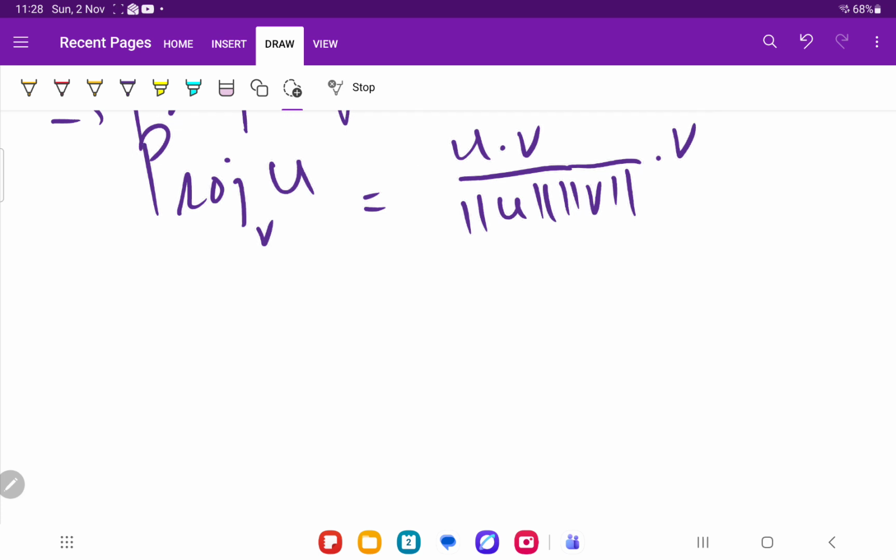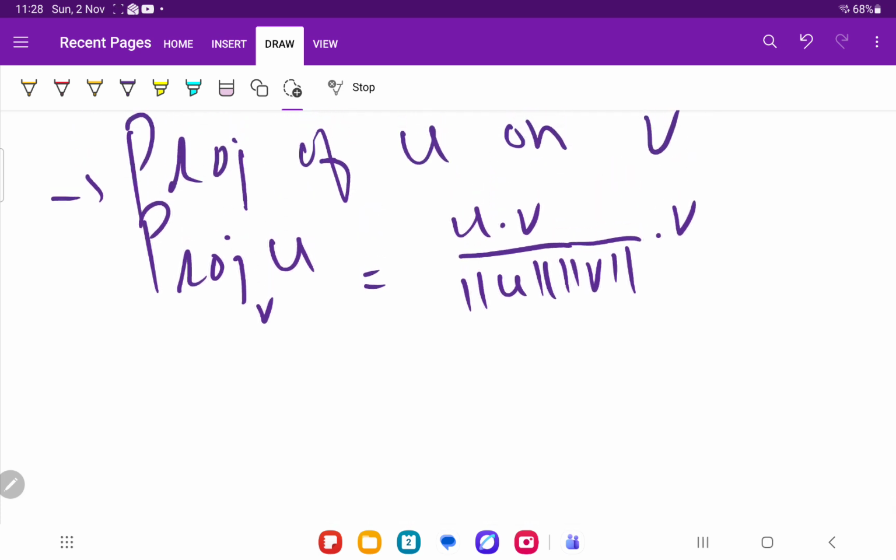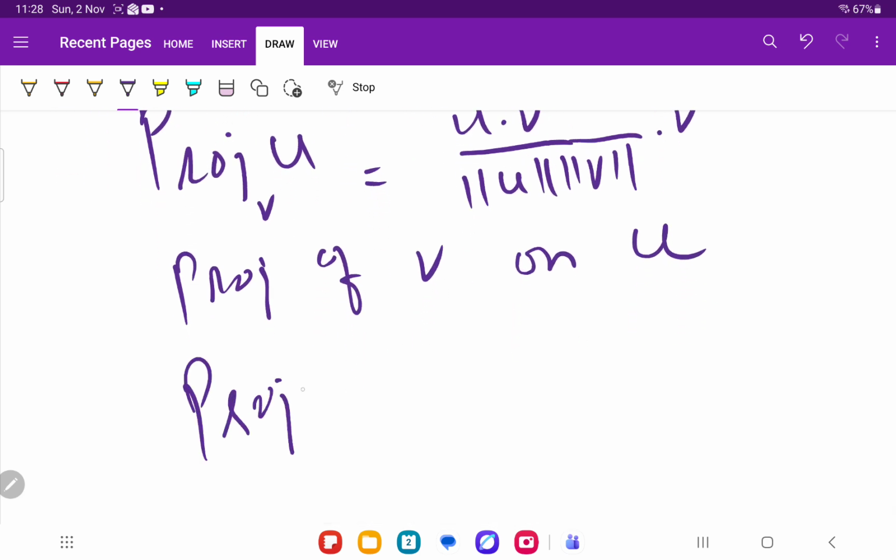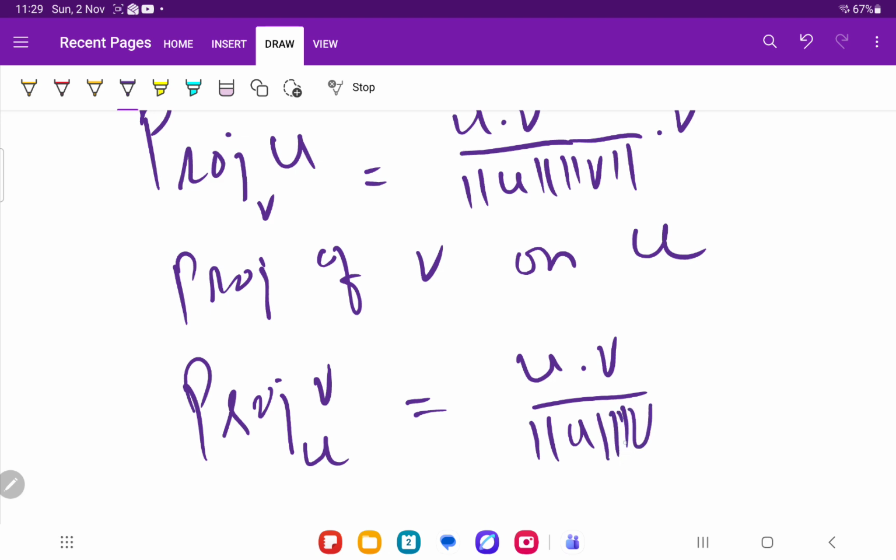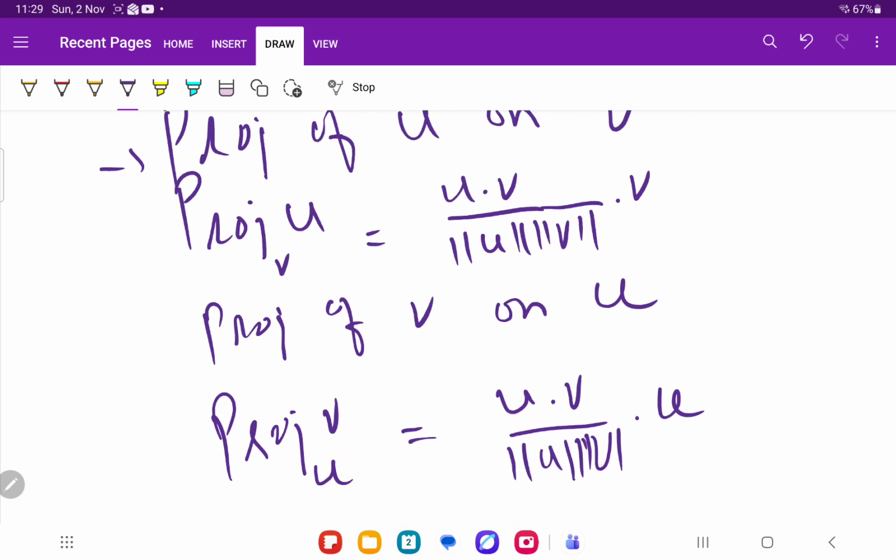Okay, so that is the projection of u on v, and then the projection of v on u will be written as: projection of v on u is equal to again u dot v divided by norm of u divided by norm of v multiplied by u. All the formulas remain the same, only this term is the difference. Here we can find v and here we can find u. So that is the projection of u on v and that is the projection of v on u.